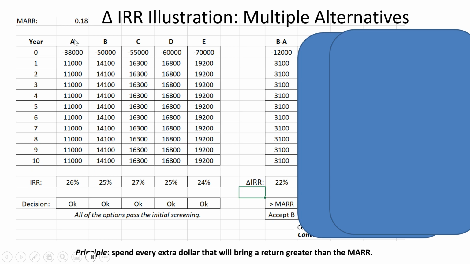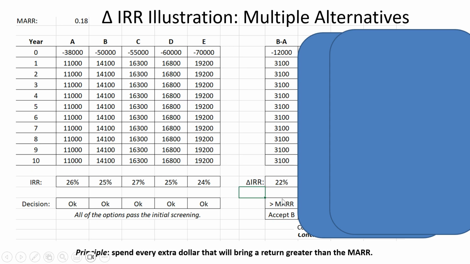Okay, so we do that. B versus A. You can see that the rate of return on the increment, because it's an extra $12,000 to get B instead of A, and that gives you an extra $3,100 per year. So the rate of return on the increment is 22%. Is 22 bigger than 18? Yes. So we should buy the more expensive alternative. Why wouldn't you? If you can borrow money at 18% and get 22%, borrow the money. Go for it.